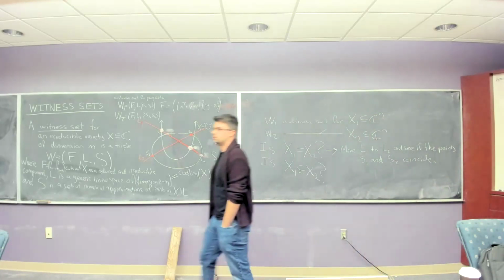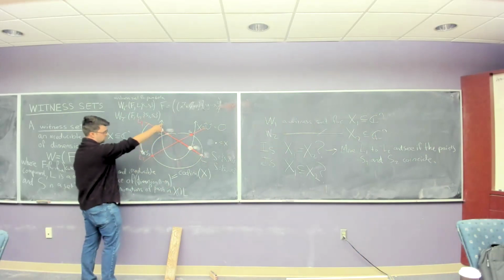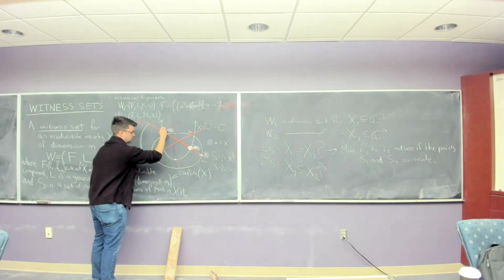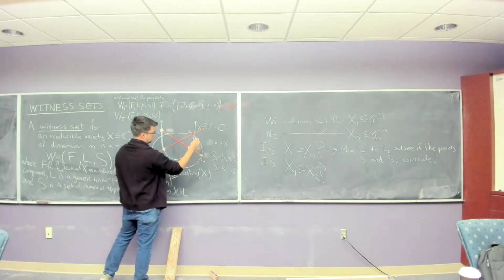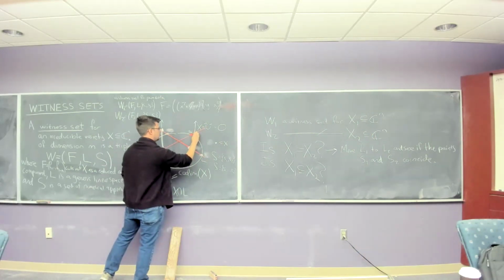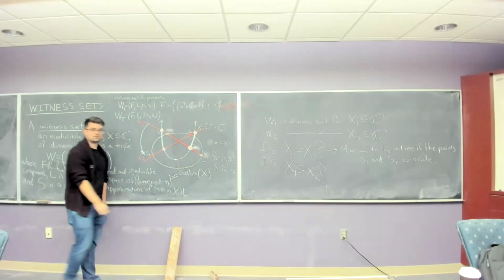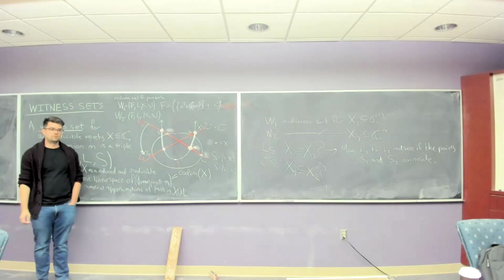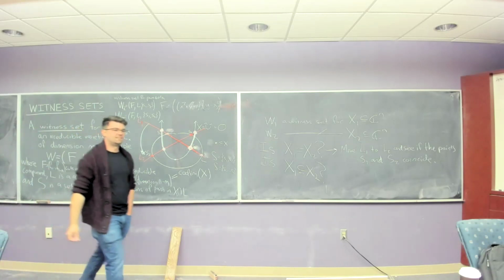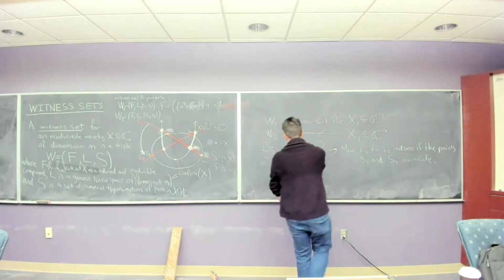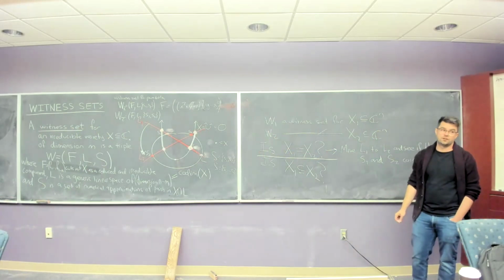Just move L1 to L2. Move L1 over to L2, do the tracking, and this point will go there. This point will go there. And since these two points are not the same as these two points, they're different varieties. If they were the same variety, they'd be the same points. So immediately from the definition of a witness set, you get irreducible variety equality.